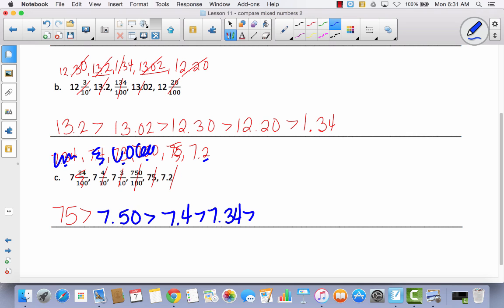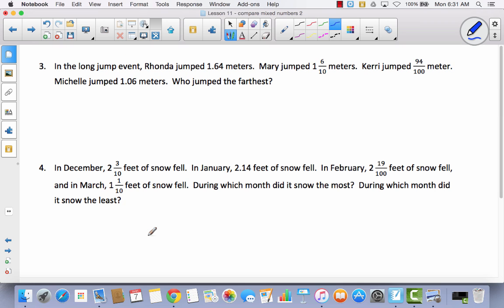And that is greater than 7 and 30 hundredths, which is greater than 7 and 2 tenths. Okay, so we have 7 and 50 hundredths is greater than 7 and 4 tenths, is greater than 7 and 34 hundredths, is greater than 7 and 3 tenths, is greater than 7 and 2 tenths. So you're going to be careful not to get my sevens and my greater than signs confused because they kind of do look similar. All right, so now we've got 2 more application problems that we're going to solve today.